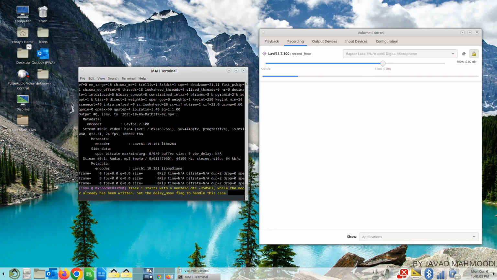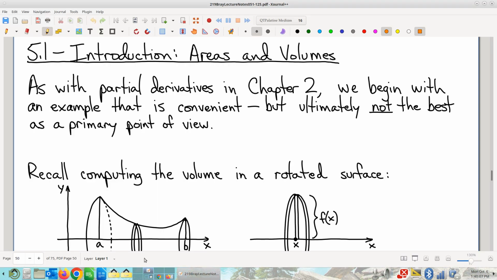Okay, off we go. So, new chapter. We finished up chapter 3. We're skipping chapter 4 for the moment. Come back to chapter 4, kind of at the very end of the course.